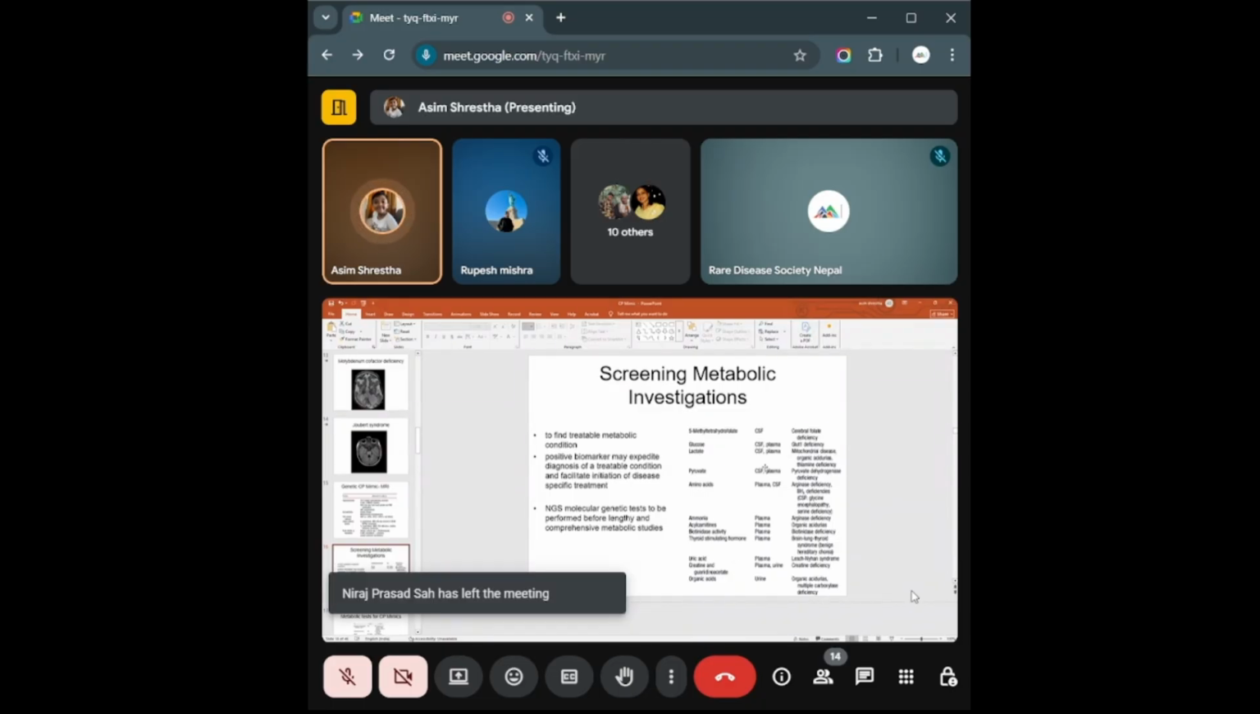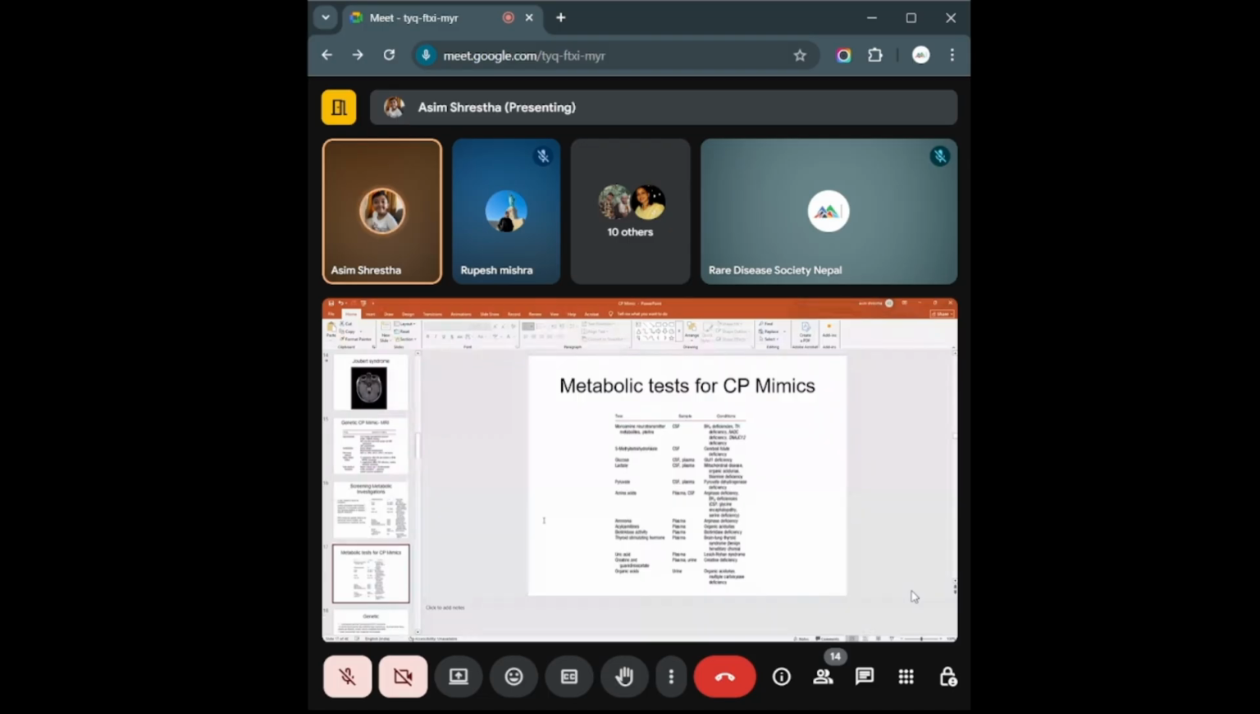So depending upon the provisional diagnosis based on the clinical symptoms that we have, these are the various tests that can be done. And nowadays the metabolic tests have been replaced by the genetic tests, because usually the metabolic tests are expensive as well, and they take time to come, and the reports may be inconclusive as well. So eventually we may have to go for the genetic or the next generation sequencing tests. So this is just to highlight the metabolic tests that can be done in patients of a cerebral palsy mimic.